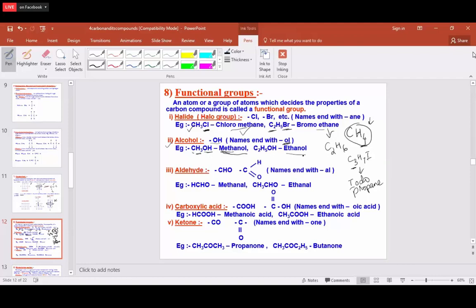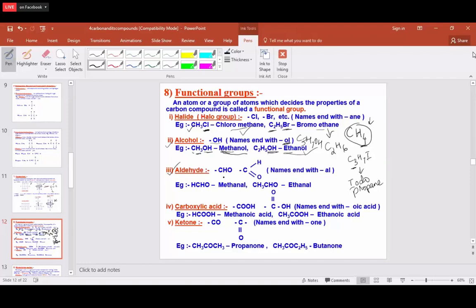Next one is ethanol. OL indicates that it has the functional group OH, and eth means there are two carbon atoms present. So C2H5OH is ethanol. Propanol we write as C3H7OH. So this is propanol. In the place of one hydrogen atom, we substitute the OH group, and that we call alcohol. Next one is the aldehydes.